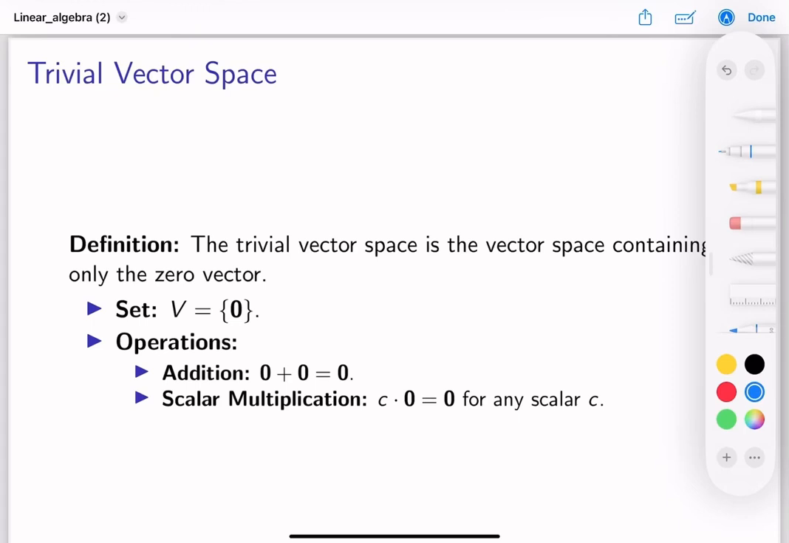Hello and welcome to a new video in a course on linear algebra. In this video, we will be covering the concept of subspaces, and we'll be going over some important examples of subspaces and some of their properties.